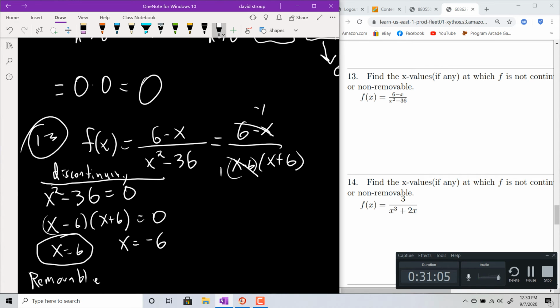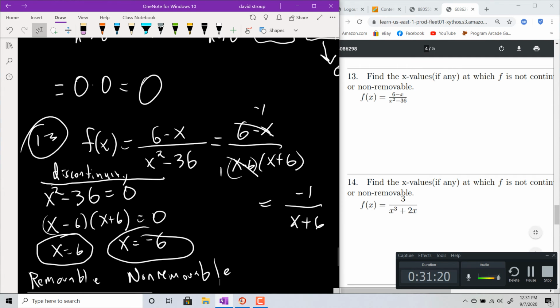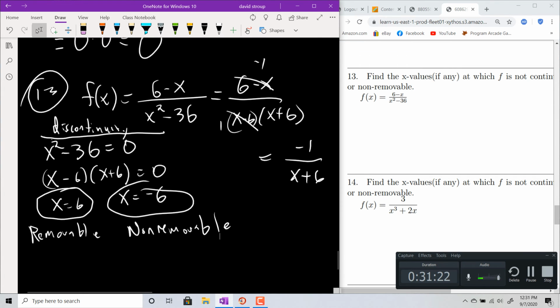Okay. The one that causes an asymptote after everything is said and done will be non-removable. So this guy is non-removable. So the first one would cause a hole. The second one would cause an asymptote.